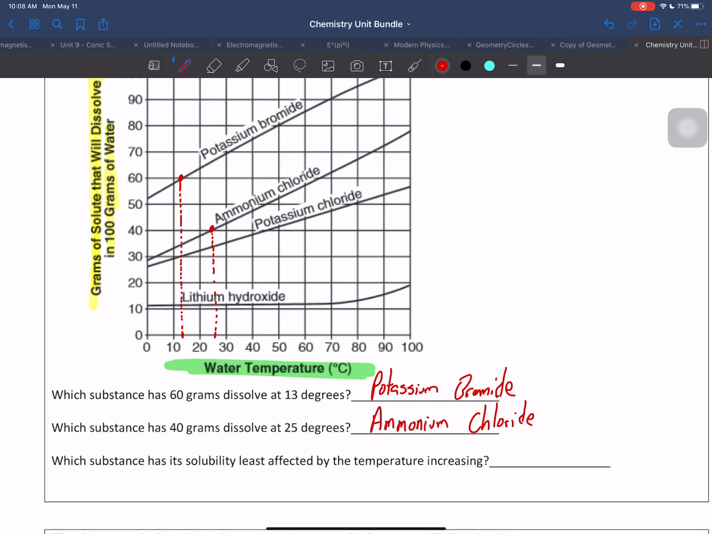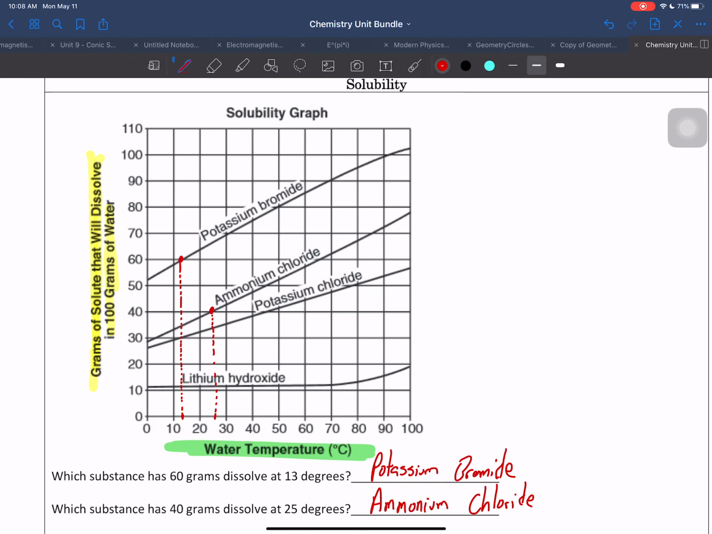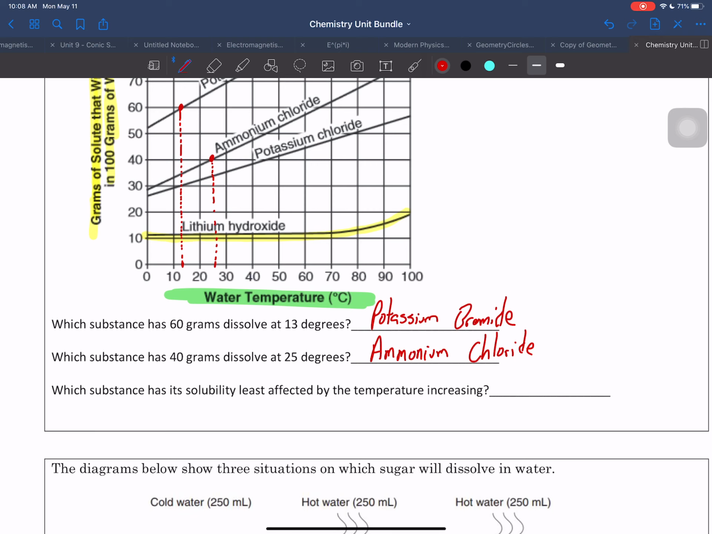Which substance has its solubility least affected by temperature? So this one you actually have to make an observation on the lines. If you think about the math, which one has the least slope? I would say the one that has the least slope is lithium hydroxide. Look how much more it can dissolve from a 100-degree swing. Not that much more. It is an increase, but not much. That line is almost flat, where all the other ones are pretty steady and going up. So the one that is least affected, I would say, is lithium hydroxide.